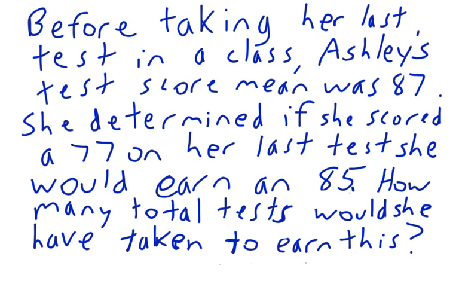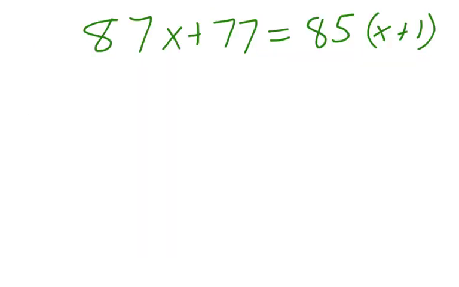How many total tests would she have taken to earn this? Alright, now that you've tried it, we'll go ahead and check your solution. Alright, to set it up, we should have 87x, where x stands for the number of tests she's taken up until her last test. And then if we add that 77 for her last test, it should equal her new mean of 85, and then she's taken x number of tests plus that last test.